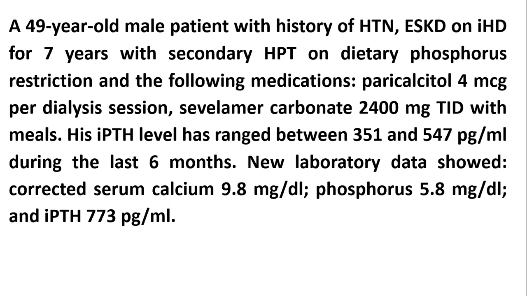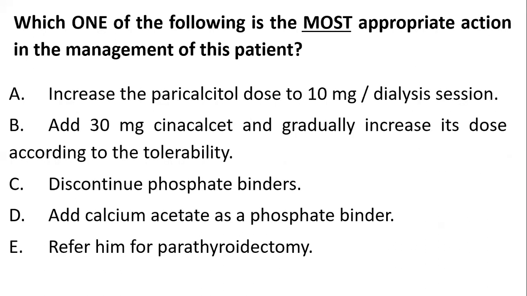His iPTH has ranged from 351 to 547 picogram per ml in the last 6 months. A new lab showed that his calcium, the corrected one according to his serum albumin, is 9.8, phosphorus 5.8, and his iPTH is 773. Which one of the following is the most appropriate next step in this patient's management?